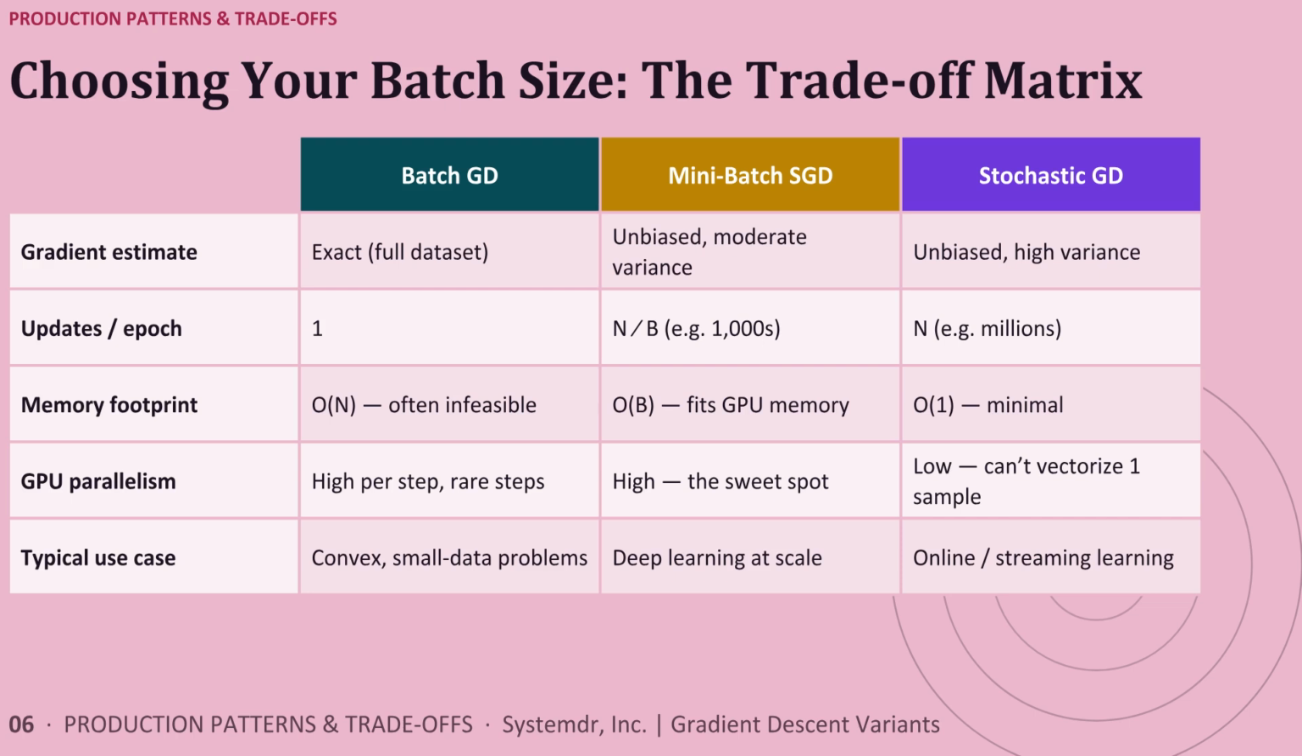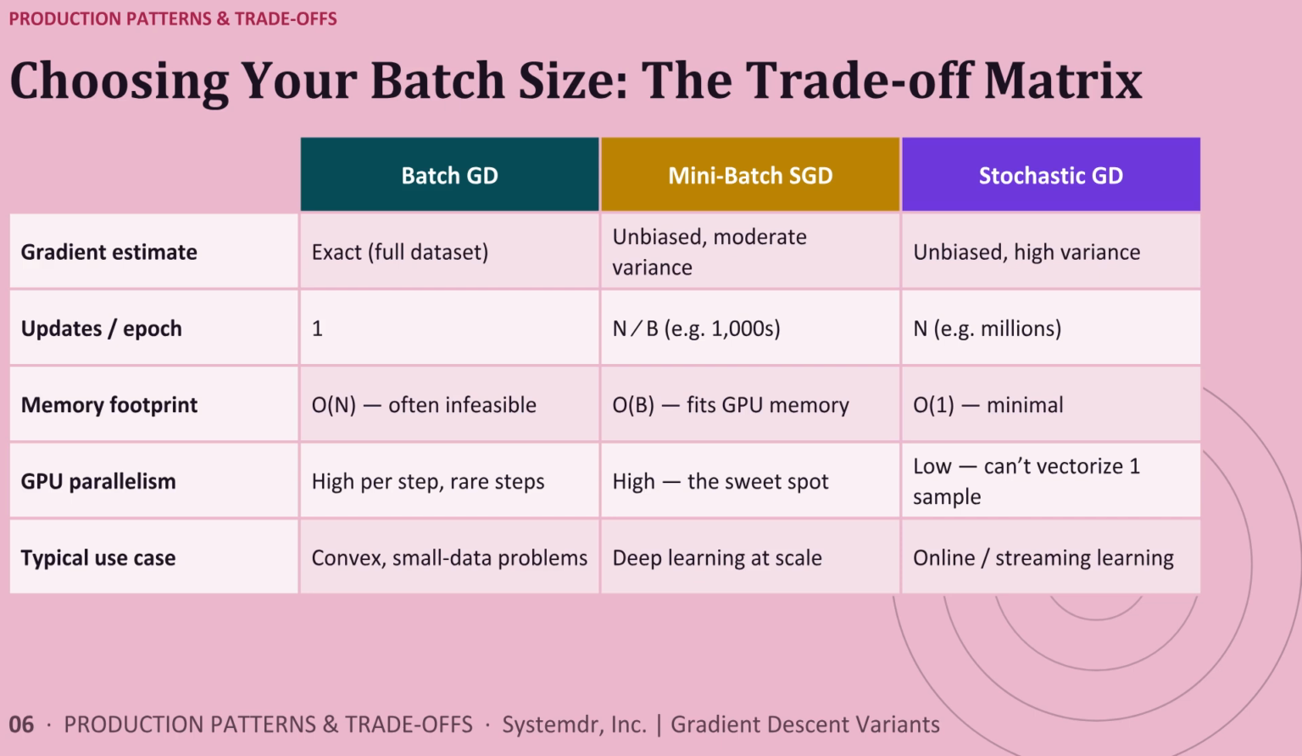Updates per epoch is inversely related to batch size. 1 for batch, n over b for mini-batch, n for SGD. And this is the number that most directly drives wall clock training time on real hardware. Memory footprint is often the deciding factor in practice. Batch GD's full dataset memory requirement is simply infeasible once your dataset outgrows accelerator memory, which is the practical reason it's rare in modern deep learning, independent of any theoretical argument.